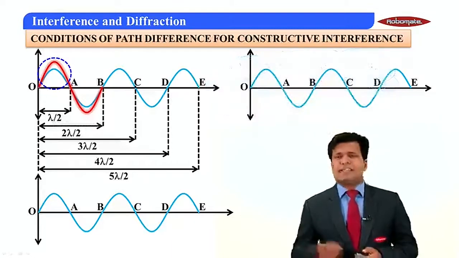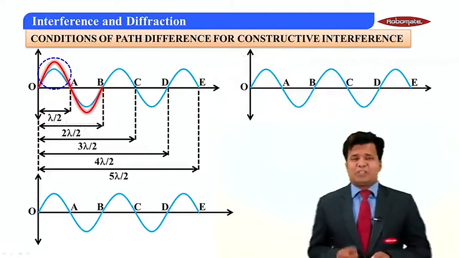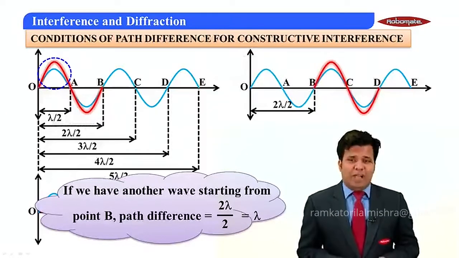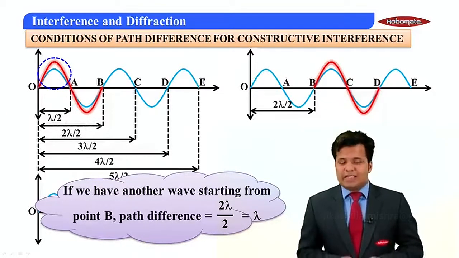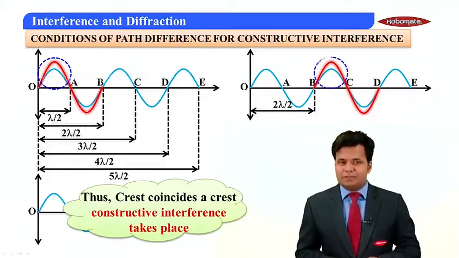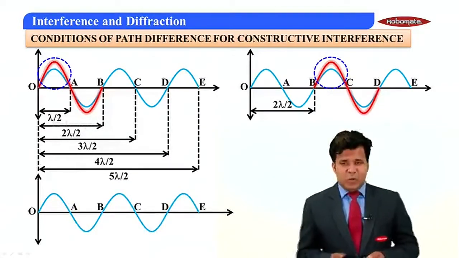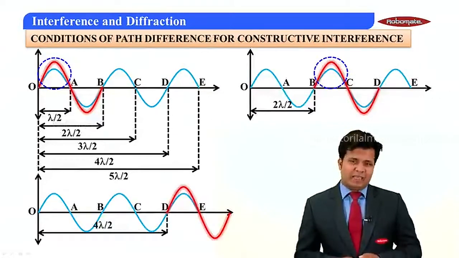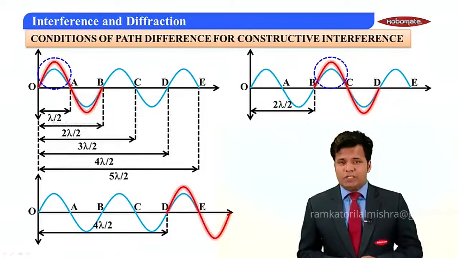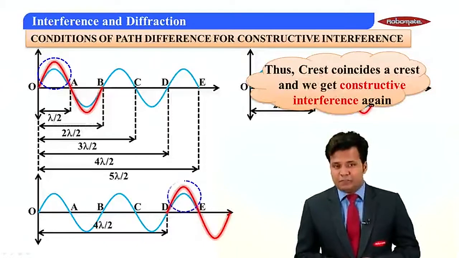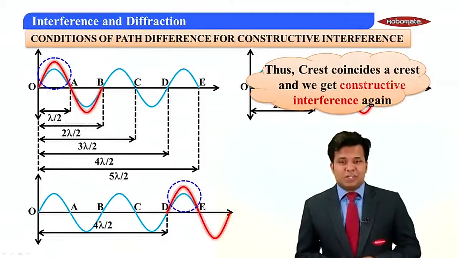Second case, I'm going to consider it's going to start from B, and with respect to O, the path difference is 2 lambda by 2. And just as before, you can see crest over crest and trough over trough, making constructive interference. Case 3, O is done, B is done, now it's the turn of D. What I can see is it's going to make path difference 4 lambda by 2. Crest over crest, trough over trough, that is making constructive interference.